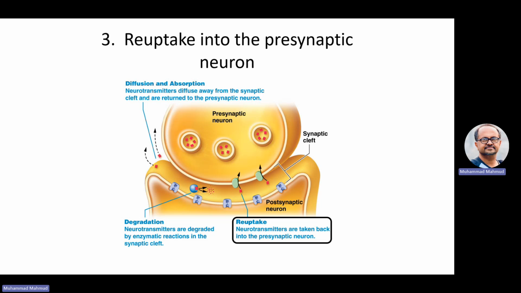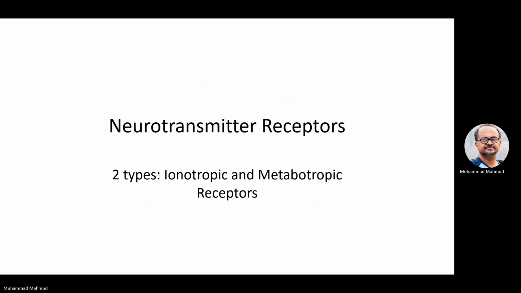So 3 things. 1 is the diffusion and absorption. Second, degradation. And third is reuptake. This is how the neurotransmitters will stop their function so that there will be another impulse work on the same synapse.